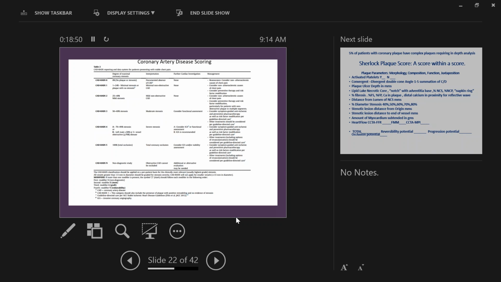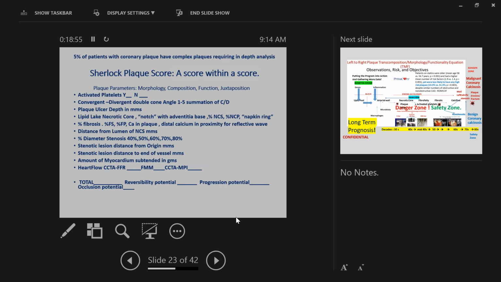Coronary artery disease can be scored, and here's a standard scoring system. And then about 5% of coronary plaques may be complex and need more in-depth analysis. And so that's where we developed the Sherlock plaque score, which is a score within a score. I want to emphasize that this particular score is only used in about 5% of coronary plaques, and it's very in-depth. The score amounts to looking at the amount of myocardium.